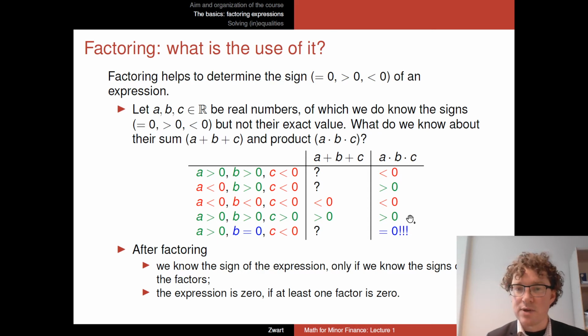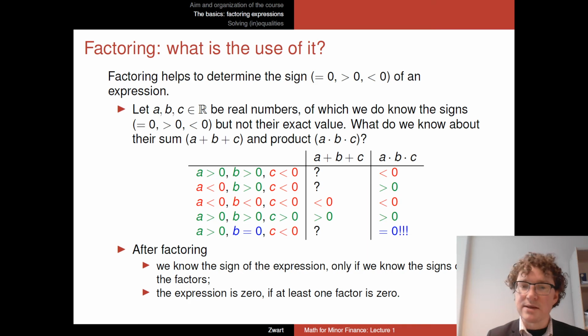And the special one, and also an especially important one, is if we know that one of these factors, in this case b, is actually 0. That does not tell us anything about what a plus b plus c is, but definitely we know that in this case the product of a, b, and c is going to be 0. And that's information that's going to be immensely useful, in particular if you're going to solve equations and inequalities. We'll see that a bit later.